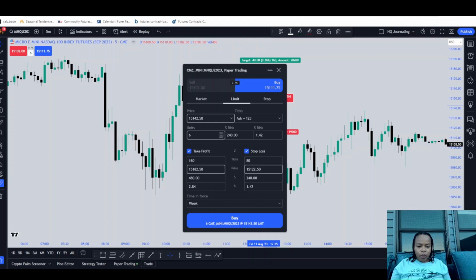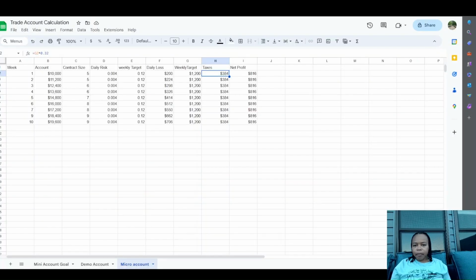All right, and I will now leave just the calculation piece up for now. Okay. All right, so let's switch back over there. Okay, so once we get to 6 contracts, then the weekly target is 1440. It's 1440 while we're doing 6 contracts.